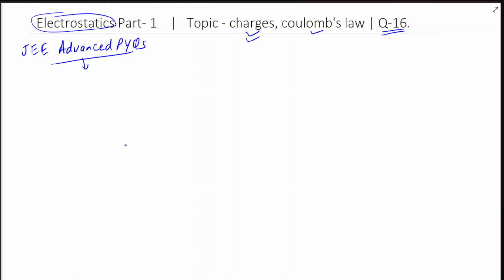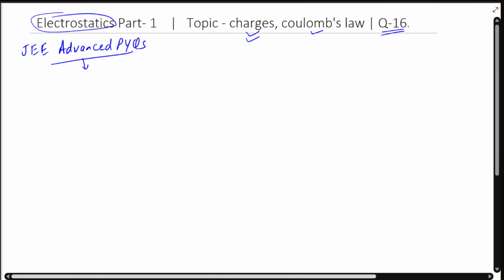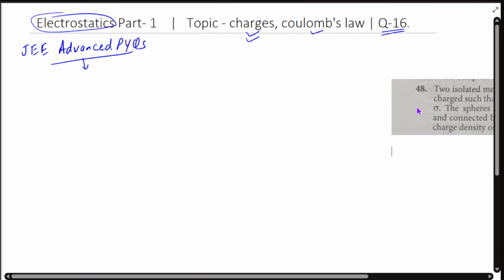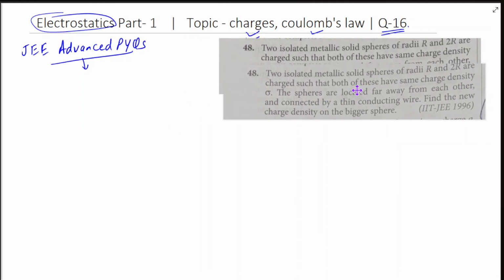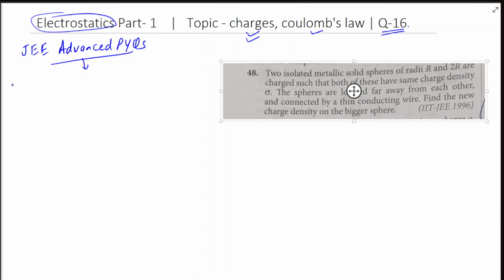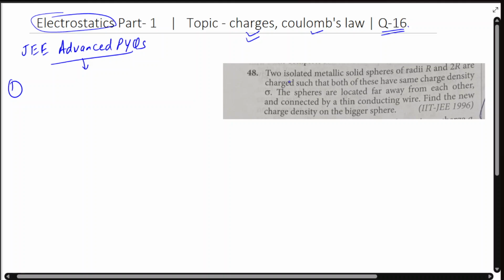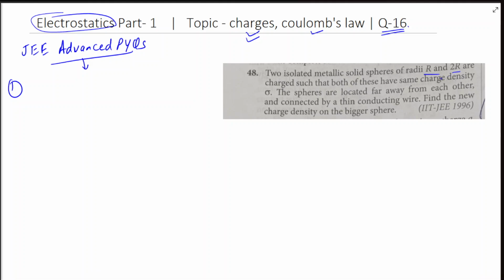Okay, let's start with our first question. So here it is. Perfect. So this is our first question. Let's start. There are two isolated metallic solid spheres of radius r and 2r. Both of these have the same charge density sigma. The spheres are located far away from each other and connected by a thin conducting wire. Find the new charge density on the bigger sphere.